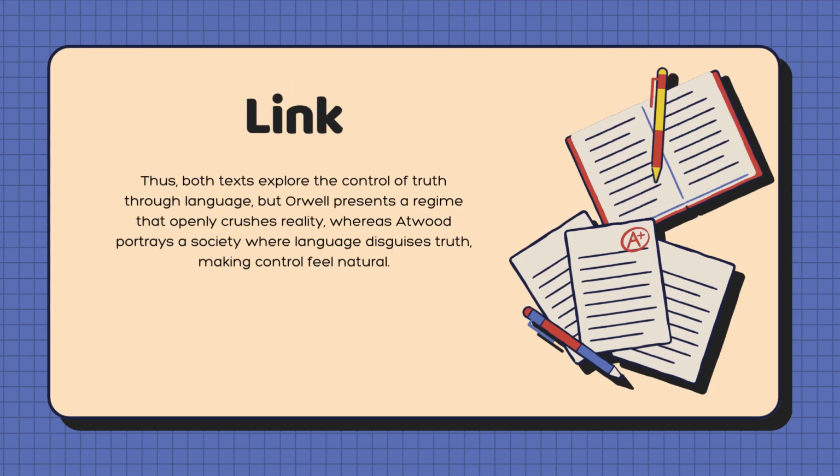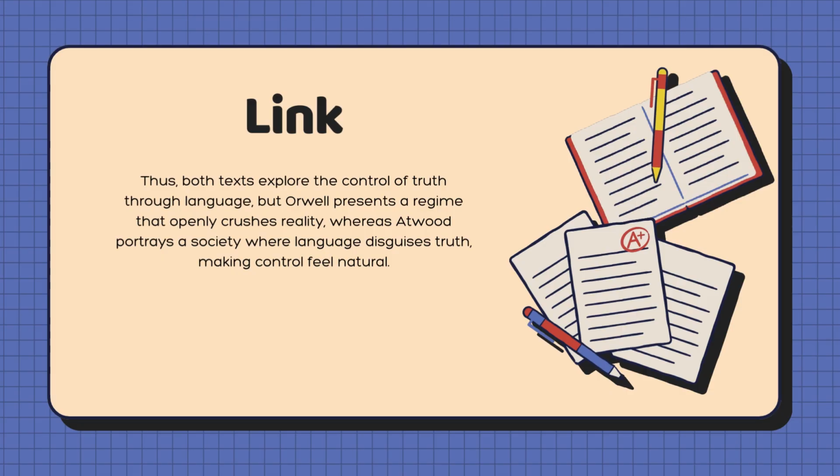Let's look at how this paragraph finishes. Thus, both texts explore the control of truth through language, but Orwell presents a regime that openly crushes reality, whereas Atwood portrays a society where language disguises truth, making control feel natural.